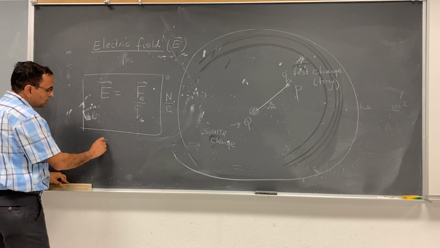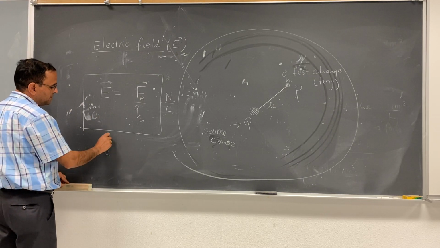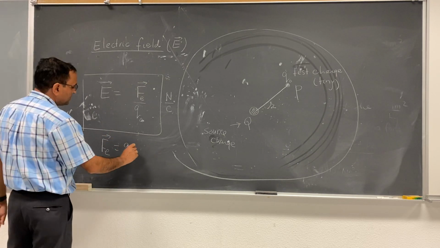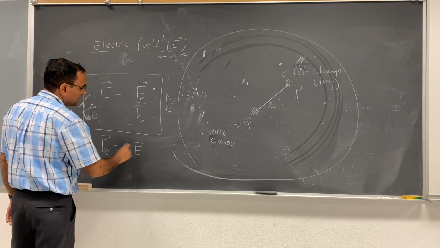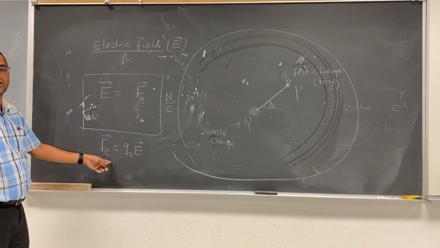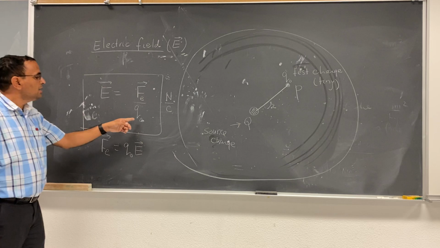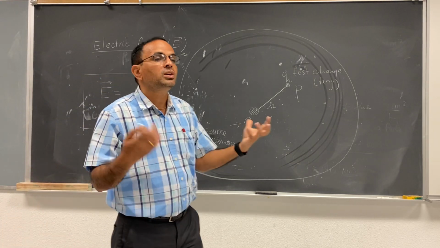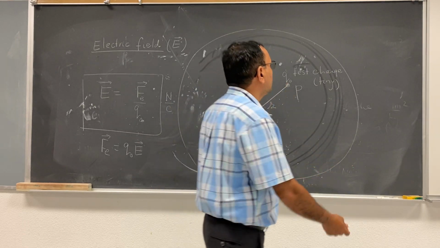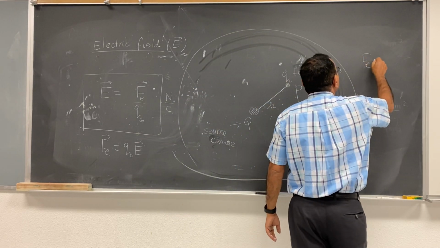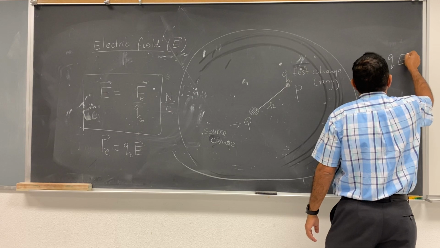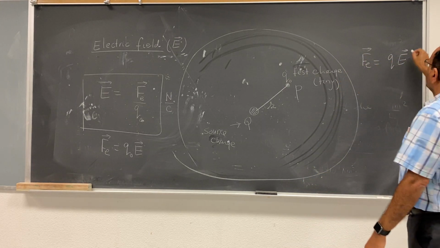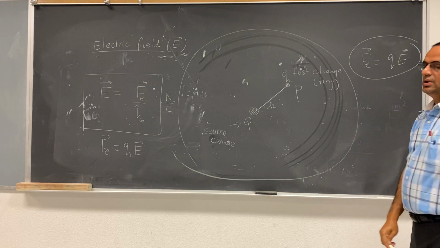So from here also, if you have to calculate the electrostatic force F_E, you can write Q0 times electric field. This is another formula to calculate the electrostatic force. Here I use Q0, the tiny charge, but whatever charge you have, you can simply write the electrostatic force as Q times E. This is another formula to calculate the electrostatic force.